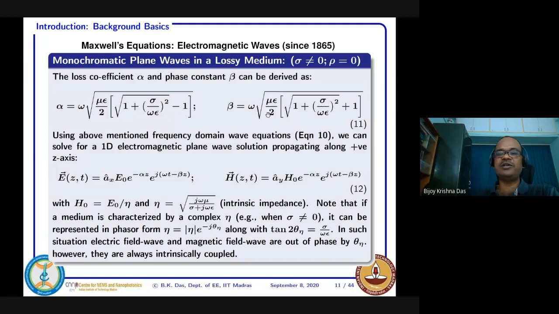If sigma equal to 0, it is much easier to understand. If sigma equal to 0, then beta is real, of course, and then the entire thing is real, of course.